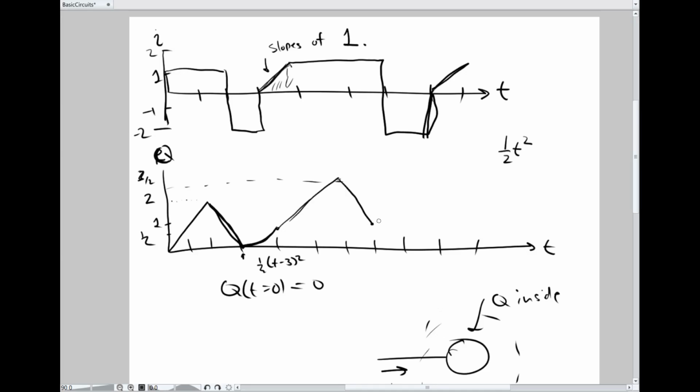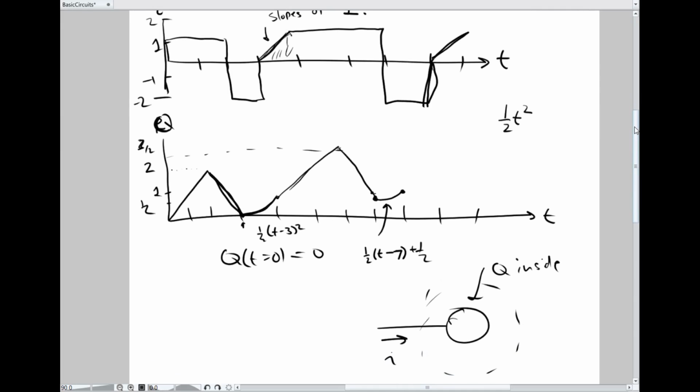And then I have another parabola that takes me up to 1. So I go all the way down to 1/2, and then a parabola that takes me up to 1. And so on and so forth. And if you want an expression for this, this would be 1/2 t minus, let's see, 1, 2, 3, 4, 5, 6, 7, plus 1/2. So that's how you go about those kinds of problems.